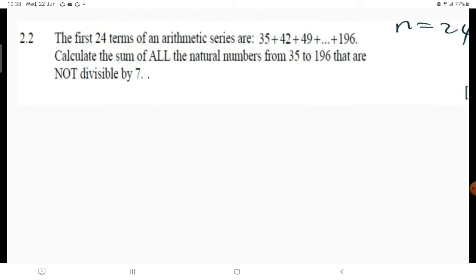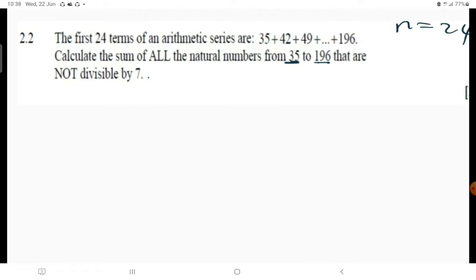Now, calculate the sum of all natural numbers. Natural numbers are numbers that start from 1 up to the last number for this scenario. But calculate the sum of all natural numbers from 35 to 196 that are not divisible by 7.